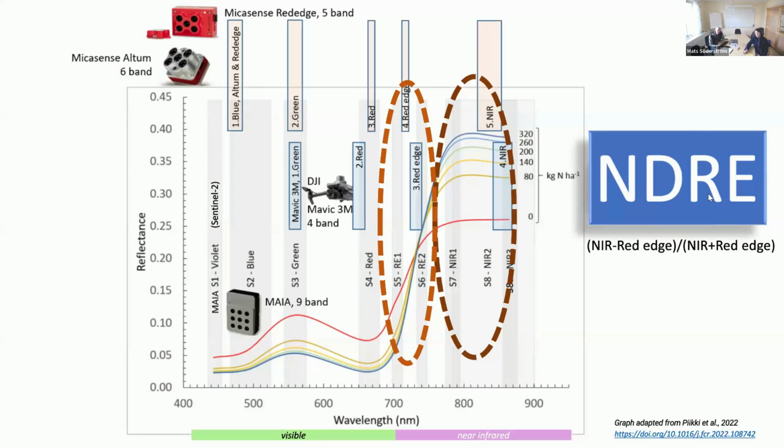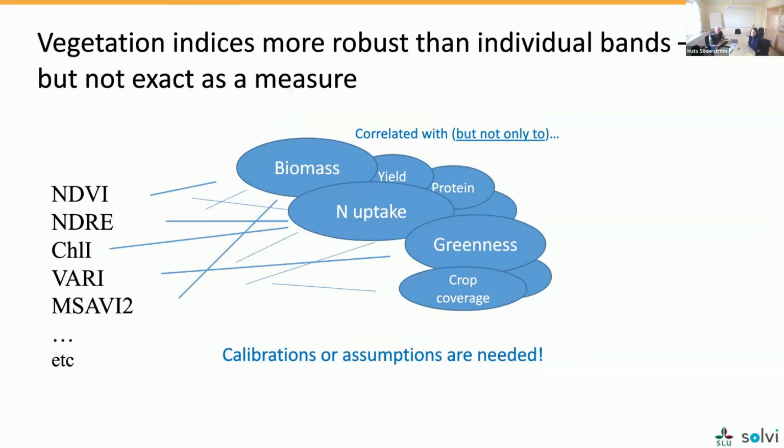The advantage of NDRE compared to NDVI is, for example, that it doesn't get saturated as NDVI does if you have a high biomass and a very good crop. Then NDVI tends to approach 1, so it doesn't give you so much information when the crop is really growing well.